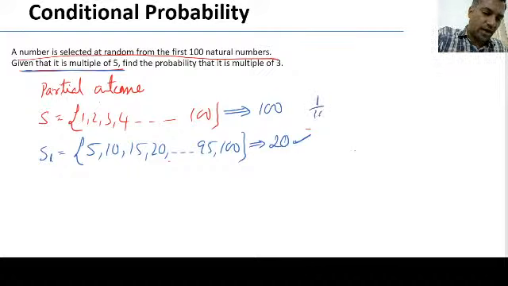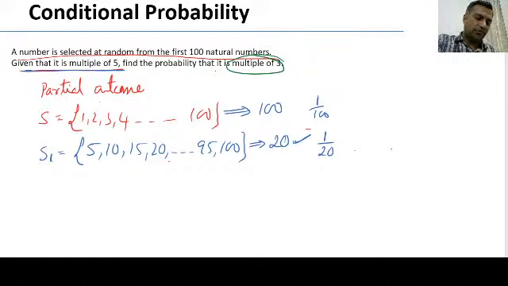Instead of 1 out of 100, my imagination has now come down to 1 out of 20. Now, out of this 1 out of 20, what is he saying? Find the probability that it's a multiple of 3. It's also a multiple of 3. Now you already have the multiples of 5. What are these numbers? These are multiples of 5. Now I want a multiple of 3 as well.